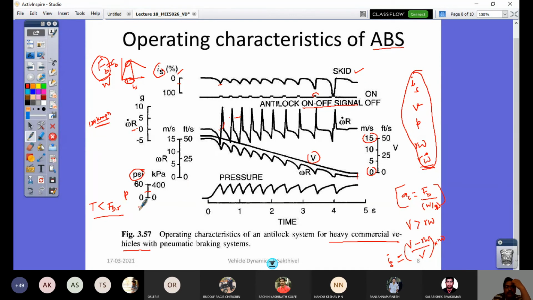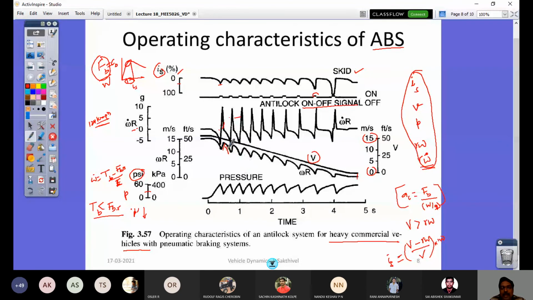When brake pressure is dropping, TB is less than this. When TB is less than this, in my omega dot expression, which is TB minus FBR by I, what we derived in the last class, I would have this value negative. Negative value here refers to acceleration. That's why you see that when pressure is dropping, the velocity increases. When brake pressure is increasing, velocity is dropping. So you would be able to compare this.